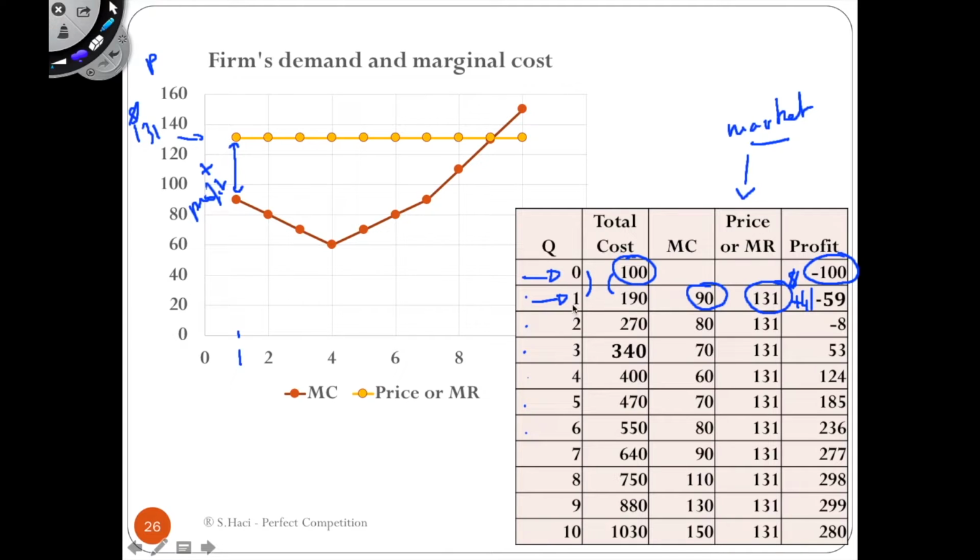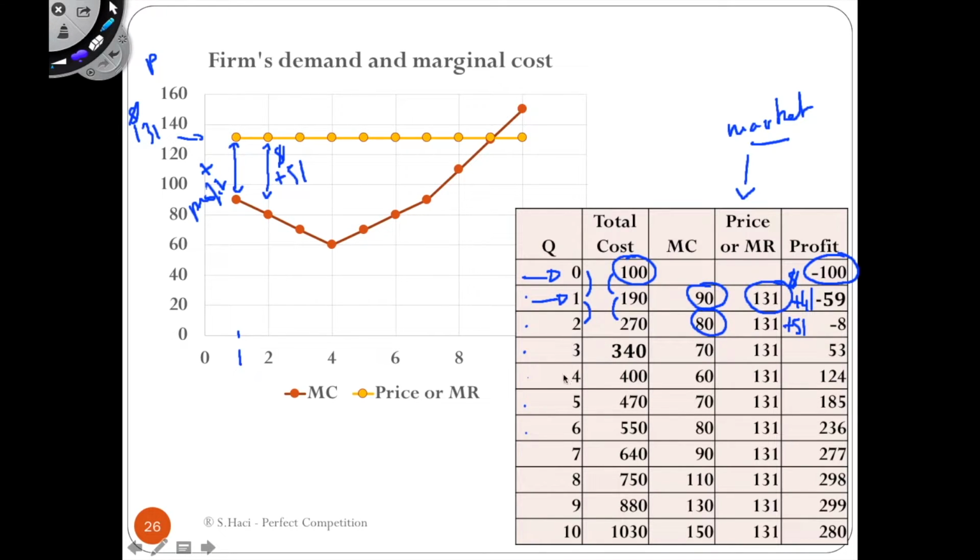Let's see what happens when you sell a second unit. If you were to produce and sell the second unit, your cost would go up over here by $80 for that one unit. So that's your marginal cost. You sell it for $131, you're adding $51 to your profit, and you can see that it's improving, going from negative 59 to negative 8. Here is the $51 that you are adding to your profit.